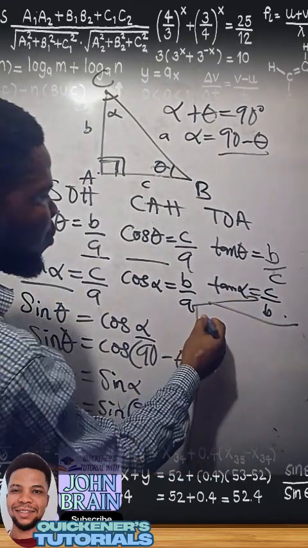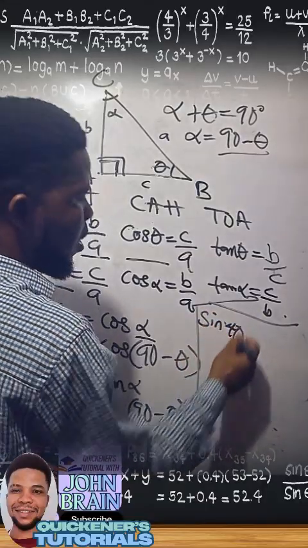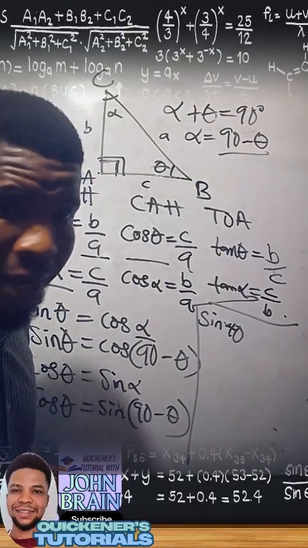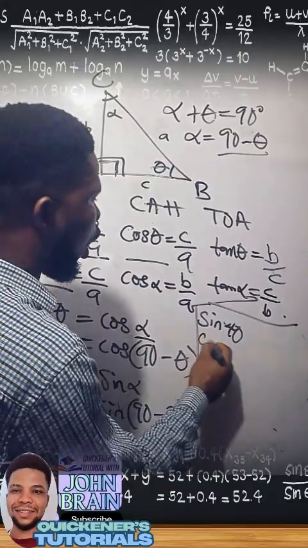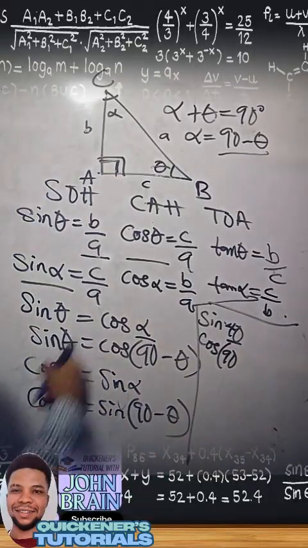If I'm giving an angle in sine, let's say sine 40, I can convert it to cos. I can't just say cos 40. No, they are not the same. Rather, I'll say cos 90 minus this 40. That's the meaning of all this thing you are seeing here.